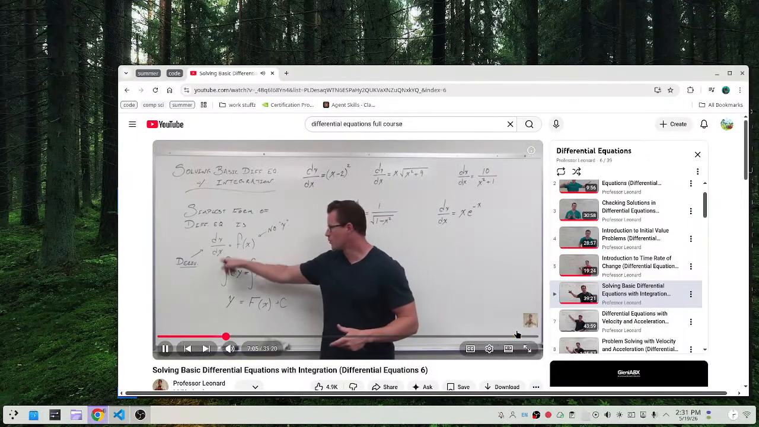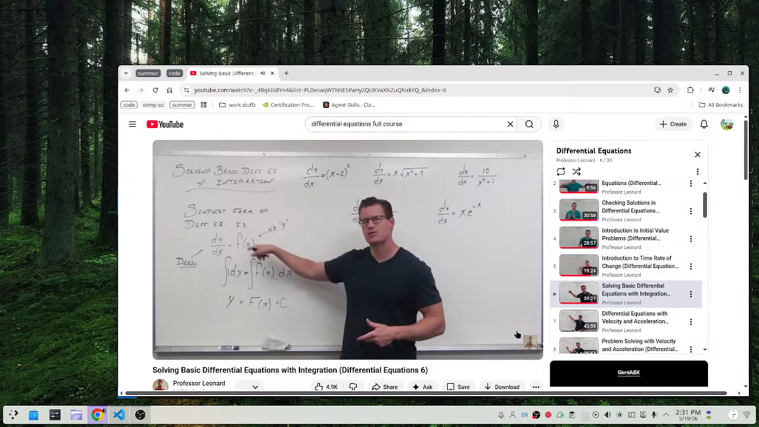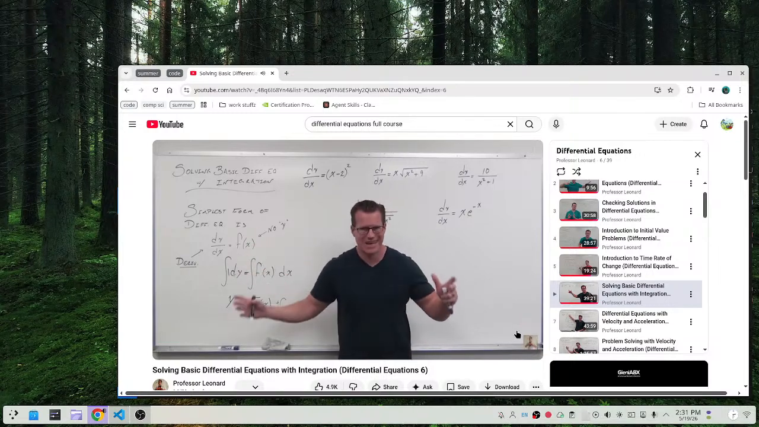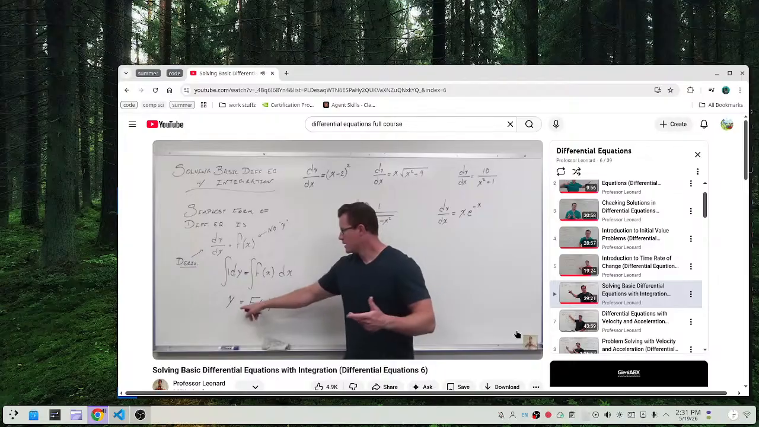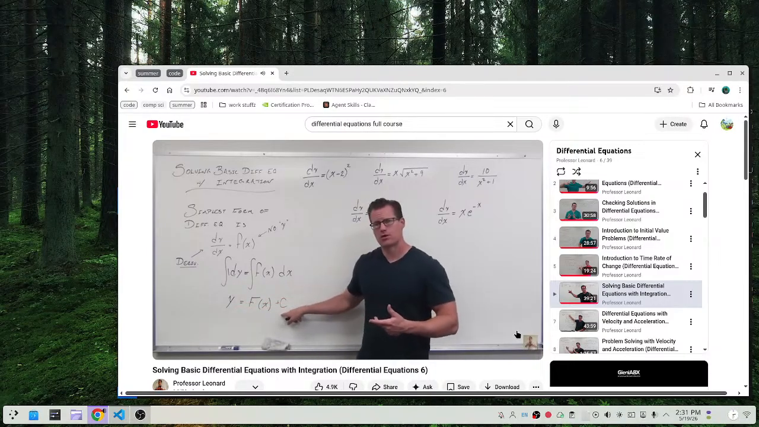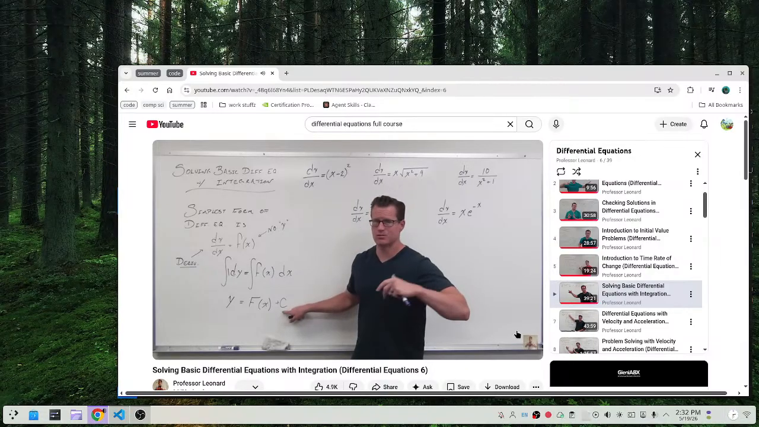Both sides, you're going to get a y, and you're going to get an antiderivative of the right-hand side. Use whatever technique you can from Calc 1 or Calc 2. What you end up getting is a family of curves. We call that family of curves the general solution. It's got an arbitrary constant. It could be any number, but it is a constant.